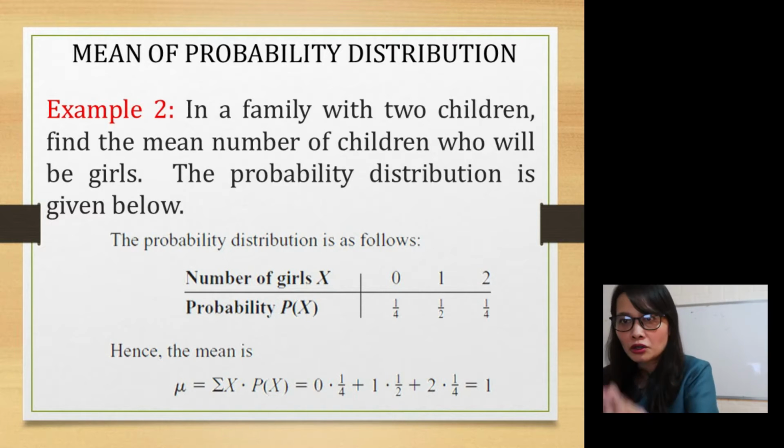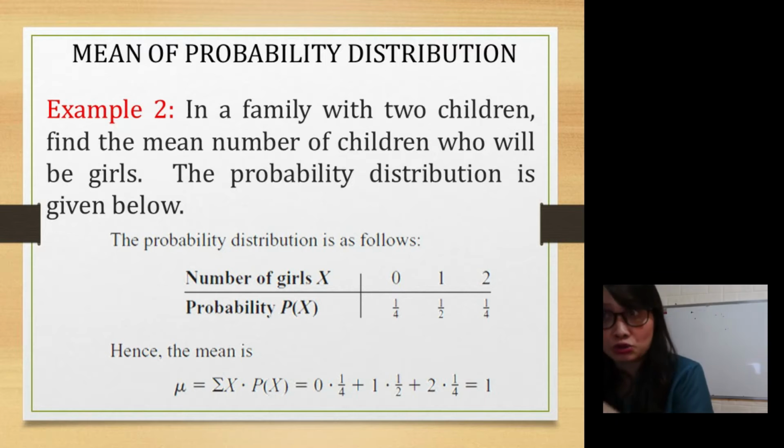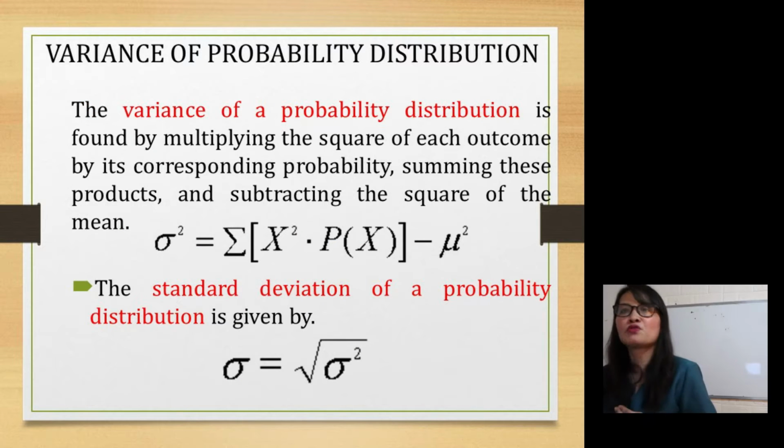So that will become 0 multiplied by 1/4 plus 1 multiplied by 1/2 plus 2 multiplied by 1/4. So the answer is 1. So the mean is 1. Okay, next. What about variance?